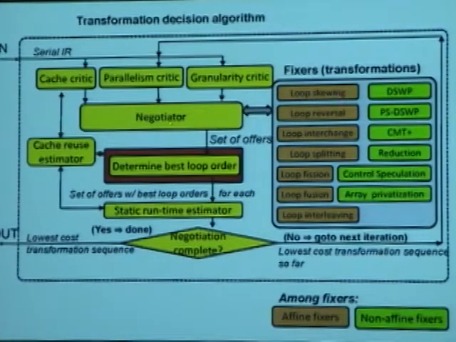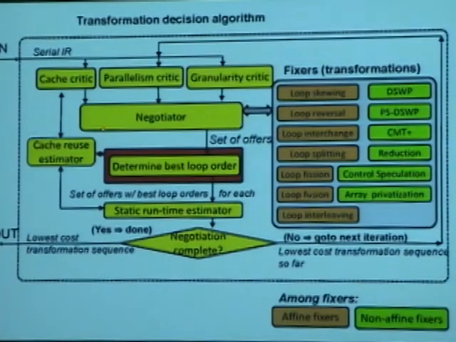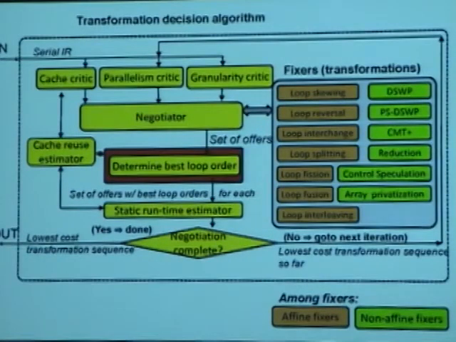In a combined way, these negotiators will come up with these things called offers, which are possible solutions and possible solution sequences. Then we do something extra called determining the best loop order. That's some extra work we do here at UMB. Then we run something called the static runtime estimator, which estimates for each one of these possible candidate offers what their cost is. And at the end, we go with the lowest cost sequence. Now, you may repeat this whole process iteratively until we find better and better solutions.